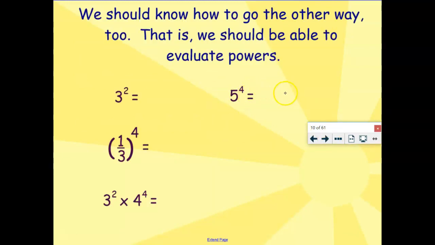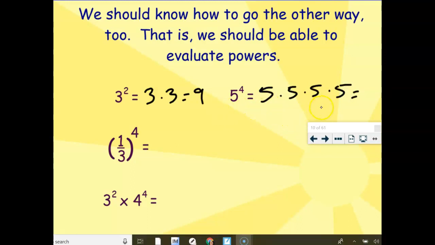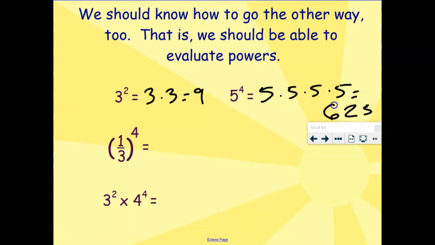We should know how to go the other way too. So we should bring it to the junior high level and figure out what all this business means. So 3 squared really means 3 times 3, which is 9. 5 to the 4th means 5 times 5 times 5 times 5, which is 625. And a basic calculator is totally allowed on these types of problems.